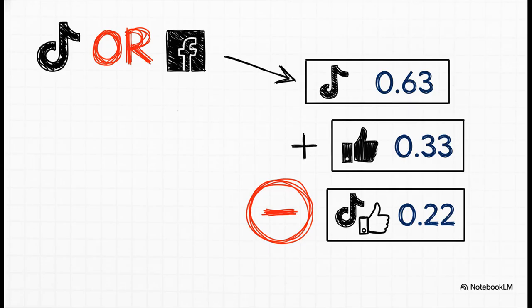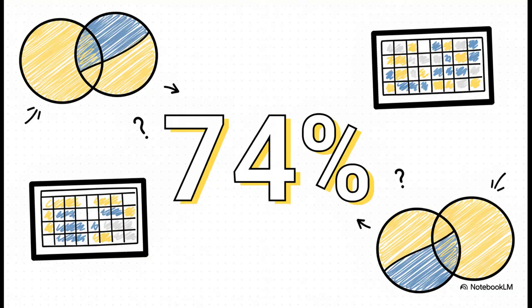What's the probability a teen uses TikTok or Facebook? Well, we just plug it in. It's the probability of TikTok, 0.63, plus the probability of Facebook, 0.33, minus the probability of using both, which is 0.22. And there we have it. The answer is 0.74. There's a 74% chance that a randomly picked US teen uses either TikTok or Facebook.